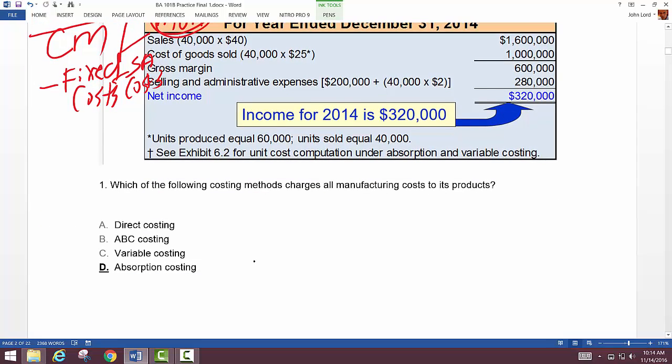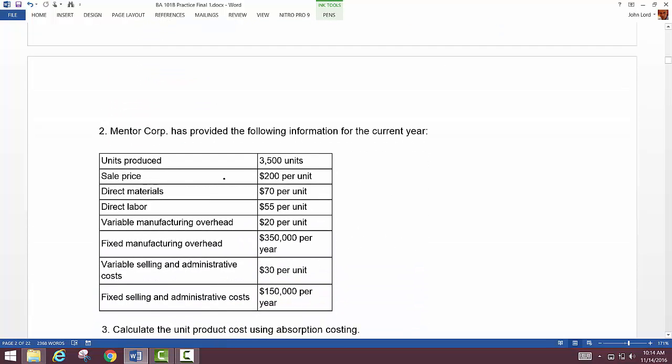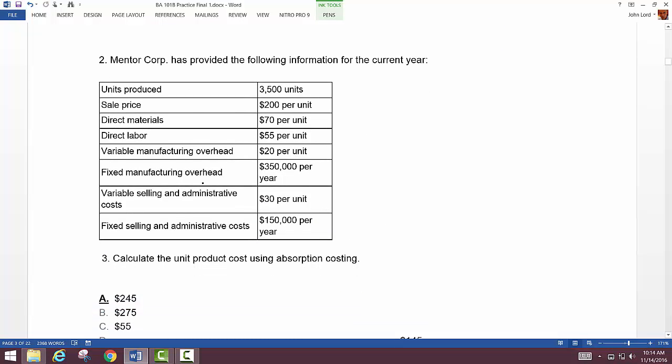Okay, so which of the following cost methods charges all manufacturing costs to product? That's absorption, right? We have our direct materials, direct labor, our variable manufacturing overhead, and our fixed manufacturing overhead, all considered product cost. Okay. Number two, Mentor Corp has provided the following information for the current year, and they want us to calculate the unit cost using absorption.